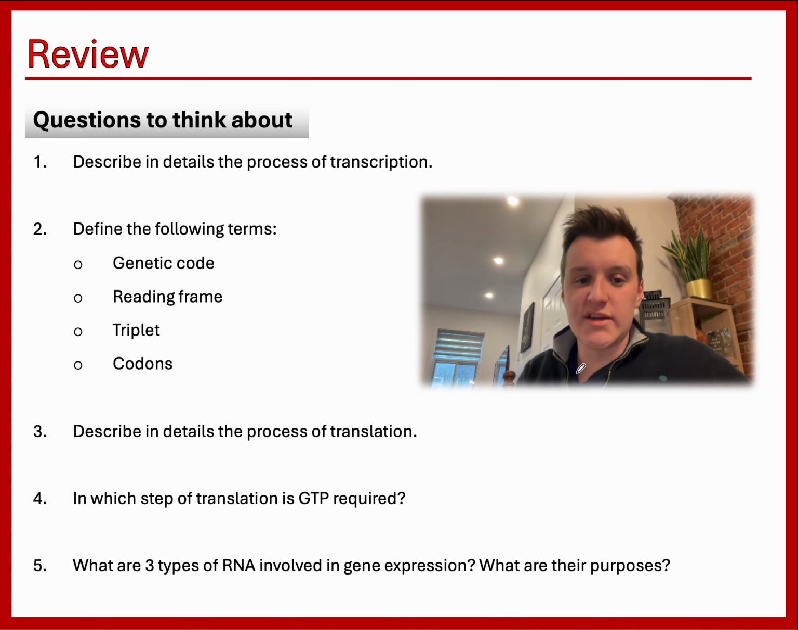So here are some questions to think about. Describe the details of the transcription process. Define what a genetic code is, a reading frame, a triplet, a codon. Describe in detail the process of translation. In which steps do we need some GTP? And what are 3 types of RNA involved in gene expression, and their purpose? Just some to think about. Maybe the reading frame, this one I would cut out, not so important, okay? So that was it for our gene expression.